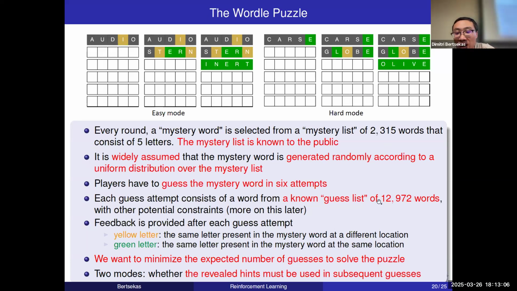You may wonder why we use the guess list of 12,000 words rather than the 2,300 words, right? One possibility is that you may select a word that, even though it's not in the mystery list, gives you more information about what the mystery word could be. And using the words in the mystery list may not provide as much information as some of those in the guess list.